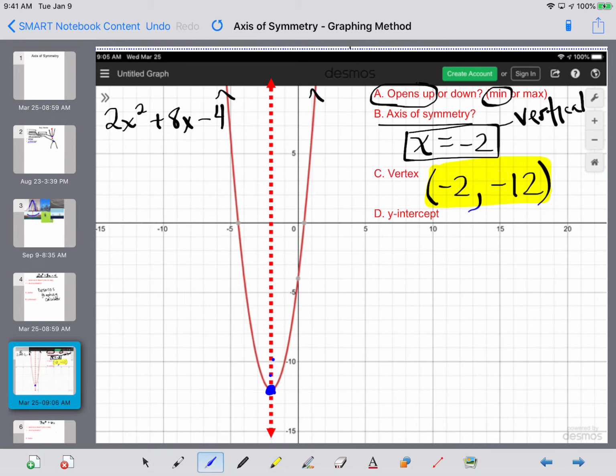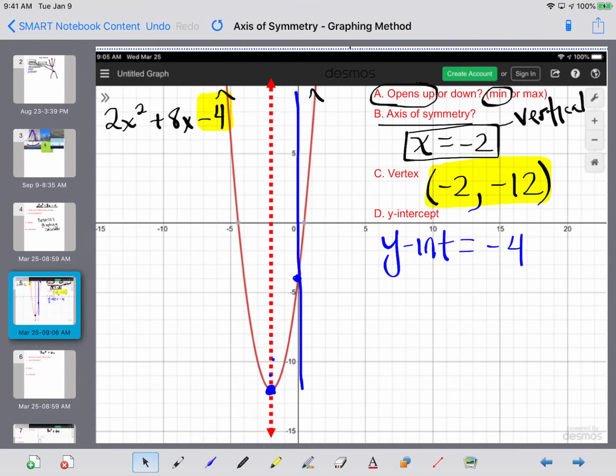The y-intercept is where the parabola crosses the y-axis. So if here's the y-axis, it crosses right here at that point. The y-intercept is -4. Interesting thing to note, if you look back at your equation of your parabola, the y-intercept is always going to be that number at the end of the equation. Let's take a look at another example.